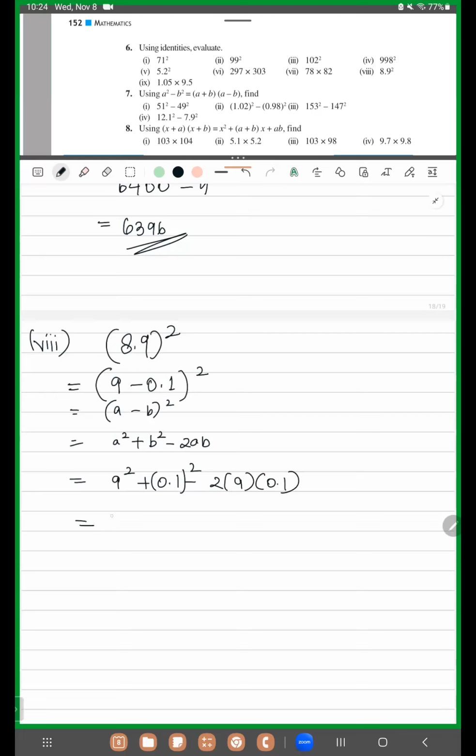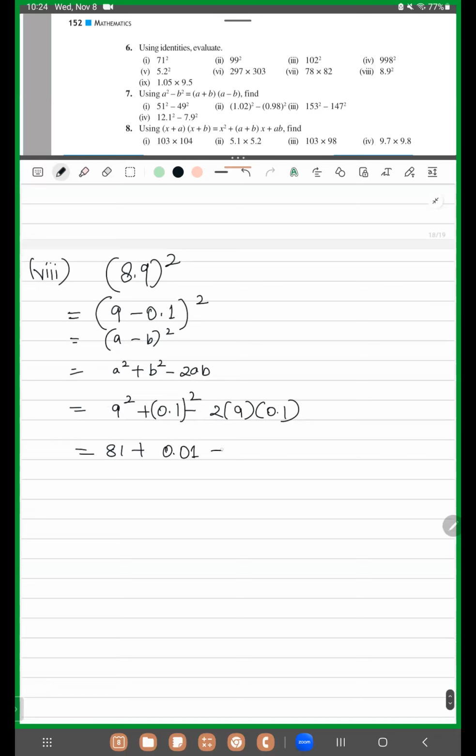So 9 square is 81. Then 0.1 square is 0.01. Very good, yes, continue. And then 2 times 9 is 18, then multiplied by 0.1, right? 18 multiplied by 0.1. Here there is just one decimal place, so this will become a number with just one decimal place. Because when you multiply both of them, the total number of decimal places is just one. So the answer will be 1.8.